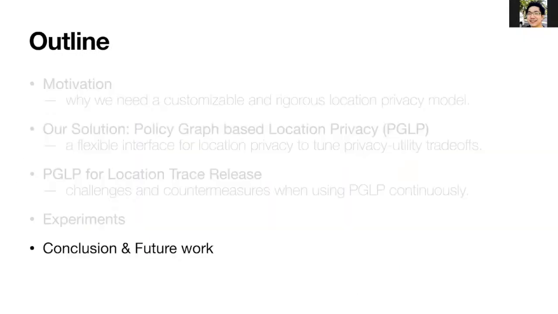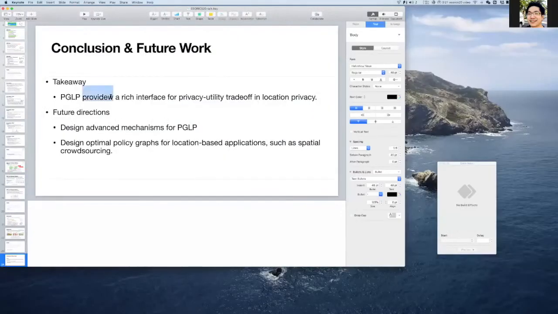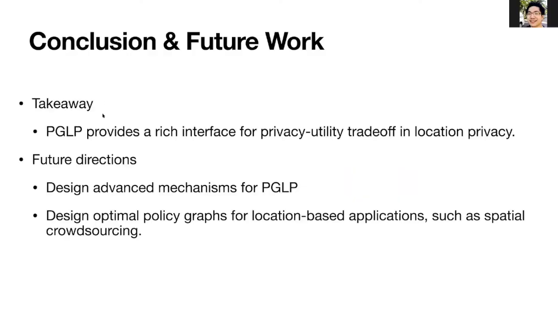So last, I will conclude our paper with this key takeaway: PGLP provides a rich interface for privacy-utility trade-off in location privacy. And there are a few interesting future directions. For example, how to design advanced mechanisms for PGLP. And also it is interesting to design optimal privacy policy graphs for location-based applications such as spatial crowdsourcing. Thank you.